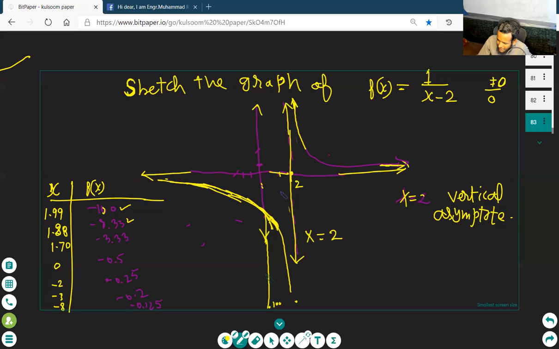Tell me what is the horizontal asymptote? Write the equation. It is not 0. Y is equal to 0, y is equal to 0 is the horizontal asymptote. It is the vertical asymptote.